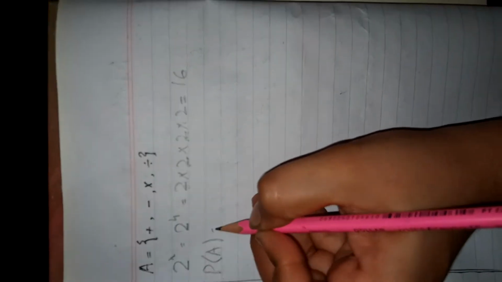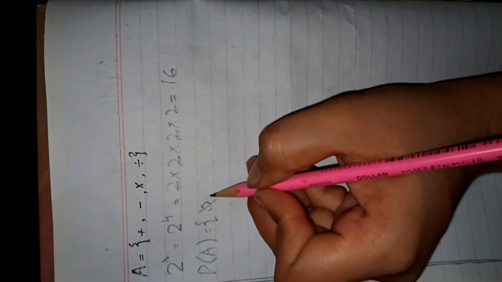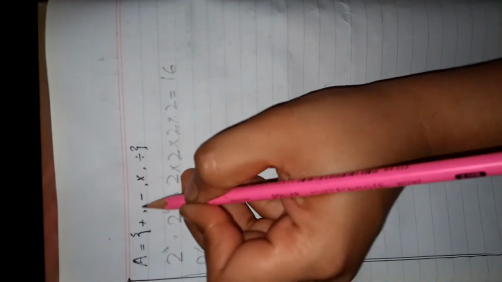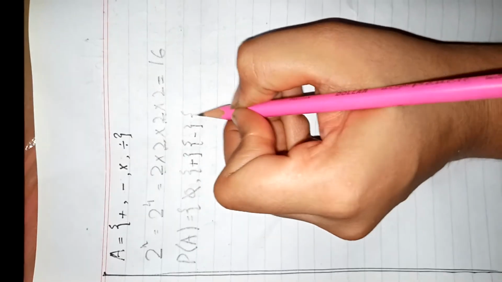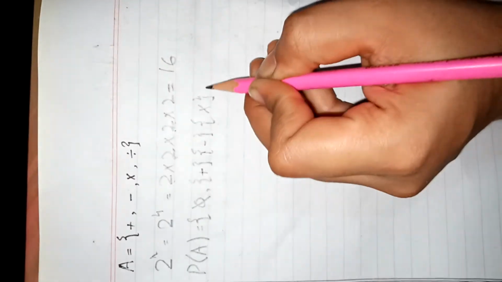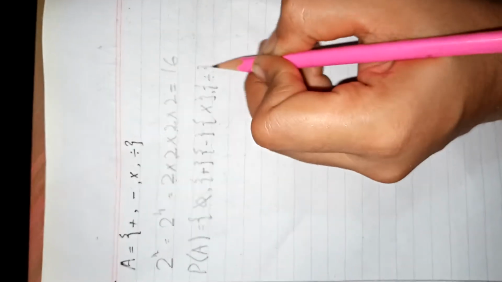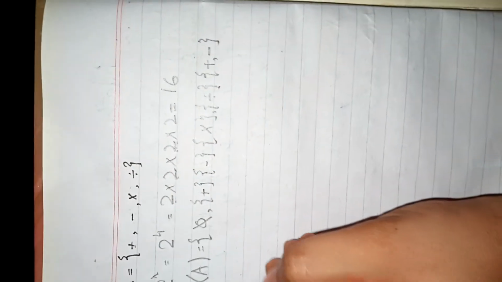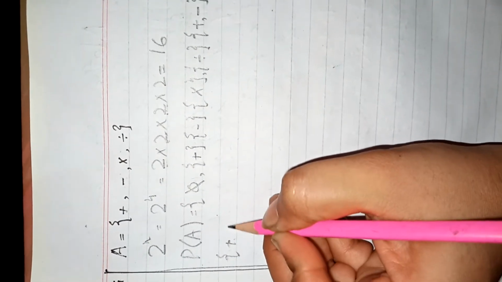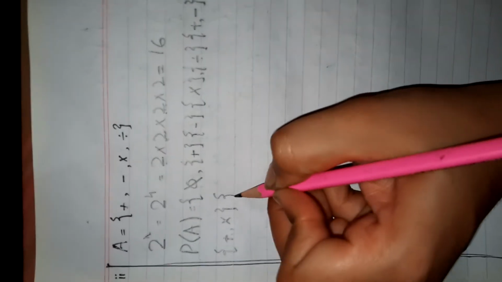So we will write the power set of set A. The first set will be the null set, as you know. And we have one element in each set: plus, minus, multiply, divide. Then we will have two elements in each set: plus, minus; plus, multiply; plus, divide.